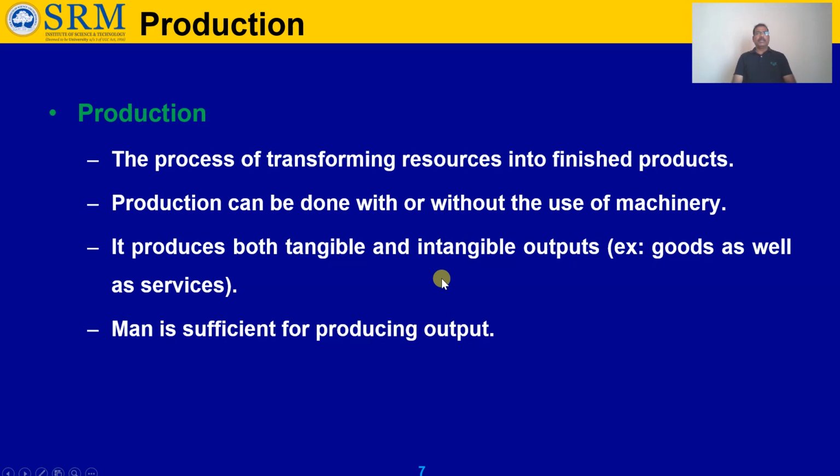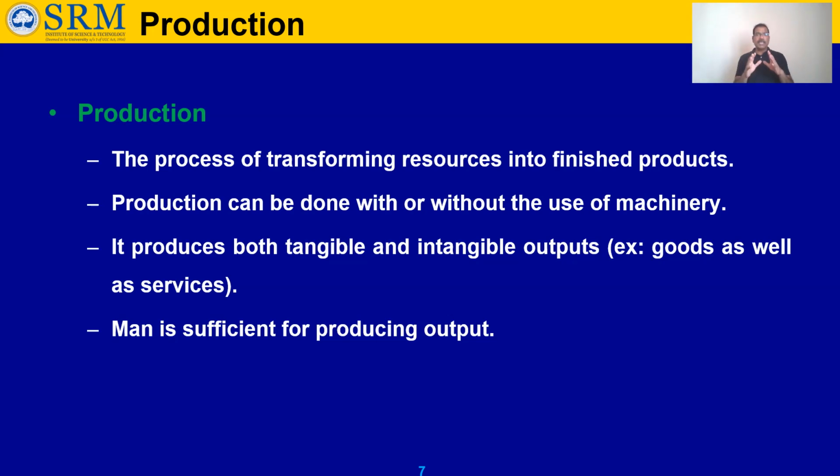So what is meant by production? It's a process of transforming resources into a finished product. Using the process, we can transform some resources into a finished product. Don't think that only components using machineries are converted into a final product. No, it is a process of transforming any resources into a final component. Production can be done with or without the use of machineries. Machinery is not necessary for doing production.